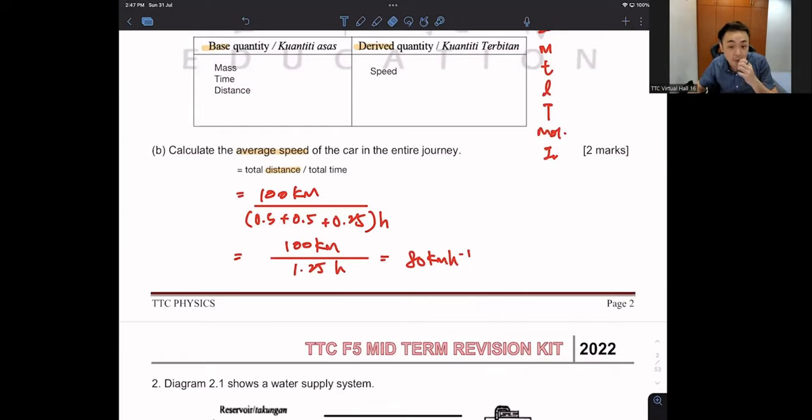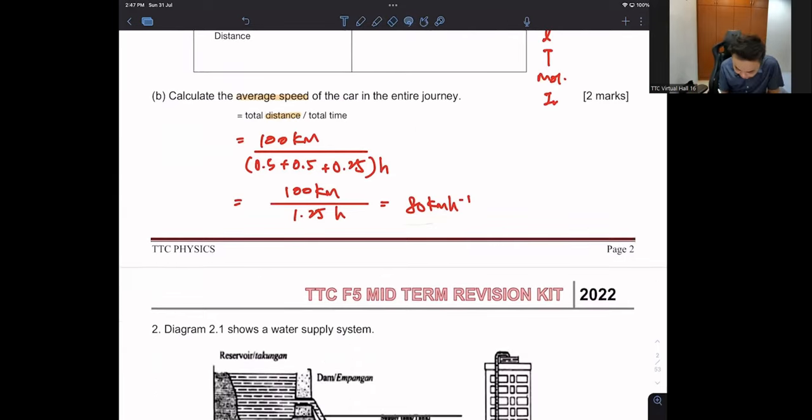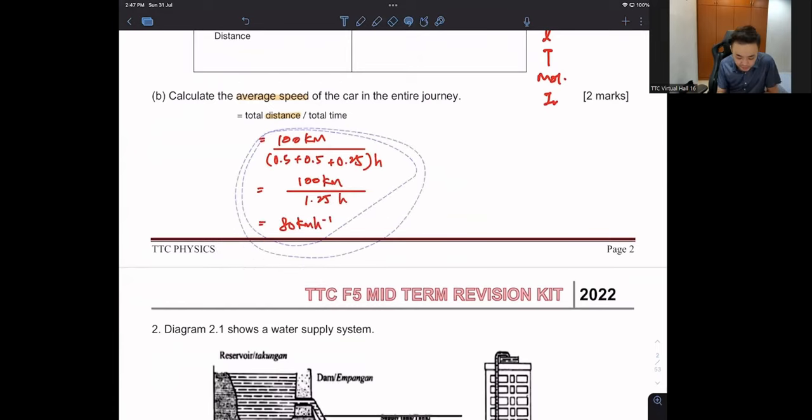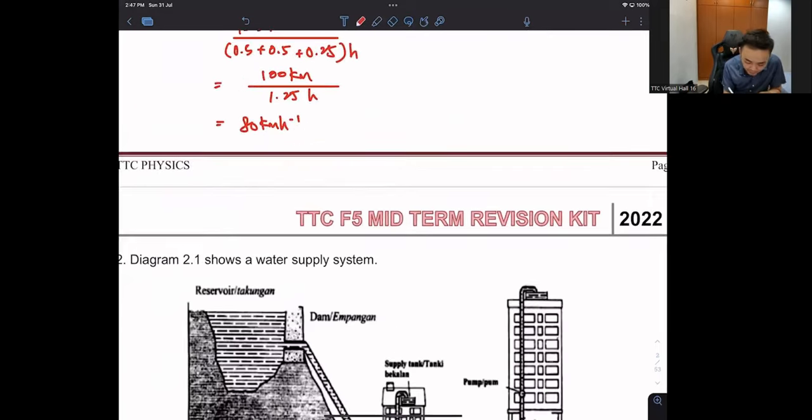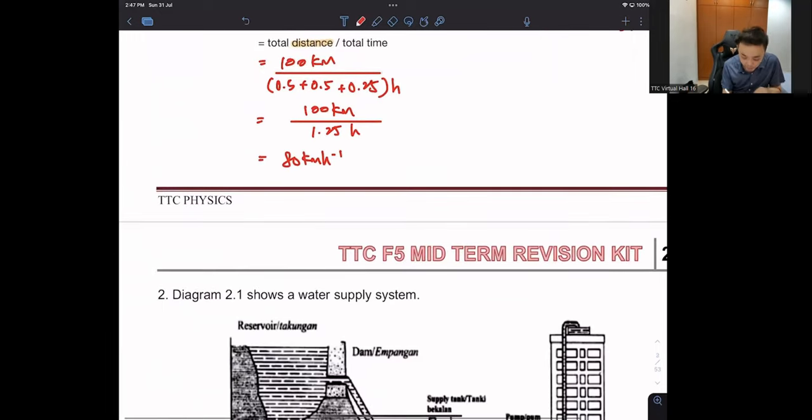Can I write length instead? No, I recommend you write distance because the question says distance. Now, once you get to here, you say, hey, I want to be safe, can I do meter per second instead? Yep, you could calculate first, then finally you only convert this back to meter per second.